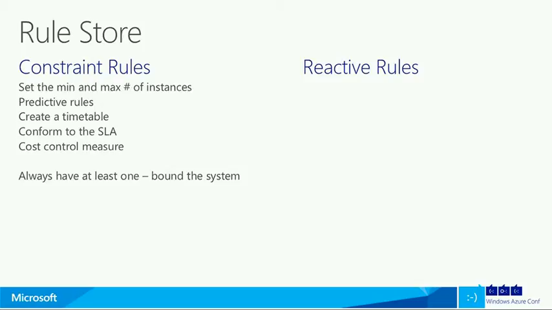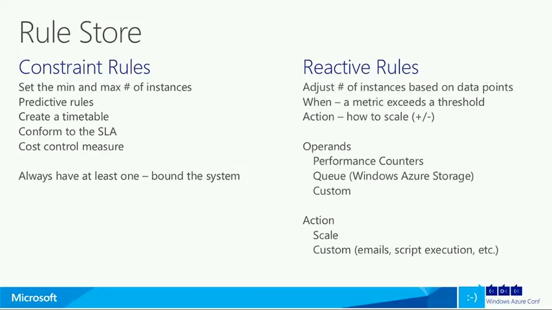I want to stop at a certain ceiling. Reactive rules are pretty much what they sound like. They react to certain conditions, certain metrics that you're monitoring, and then I can adjust the number of instances there. So I have a condition here called an operand that basically is a metric that we're using to watch. So maybe it's performance counters, Windows Azure storage queues, or my own custom ones like a service bus queue depth or number of records in a particular SQL database table.